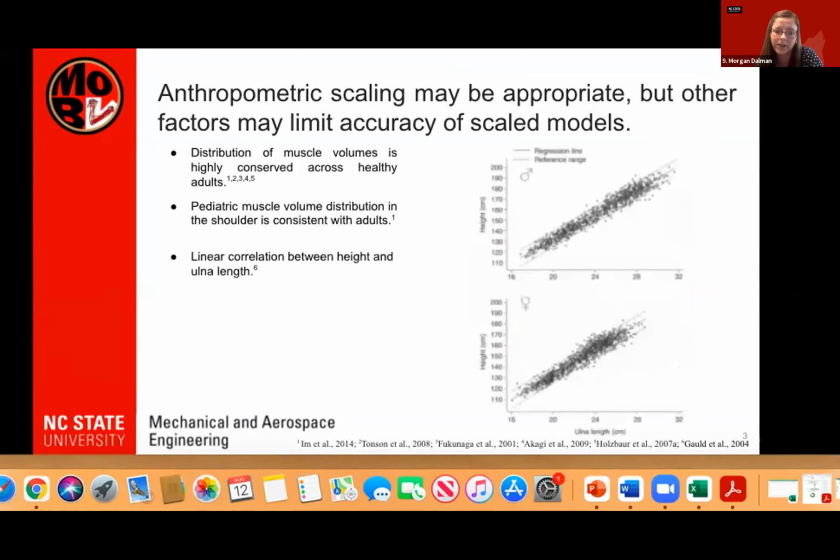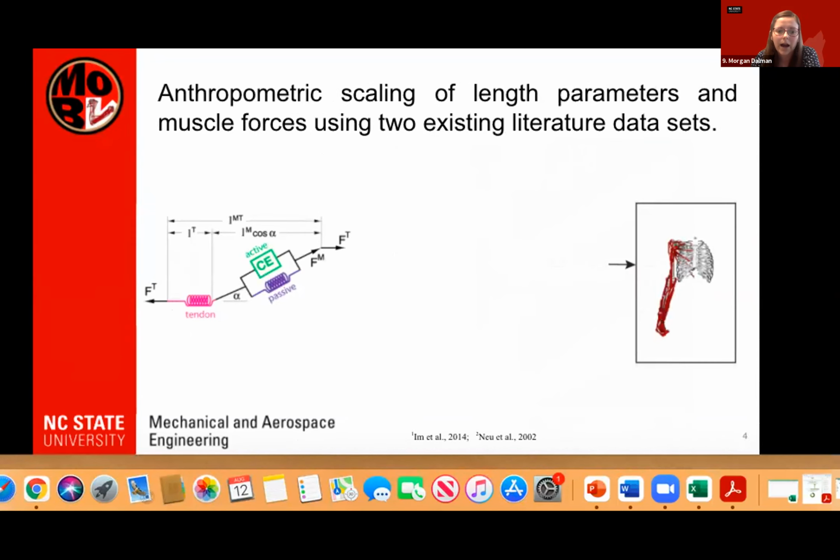Additionally, although there are changes in the upper limb length and height during growth, a significant linear correlation between height and forearm length was shown in previous research. However, limited information, like I said before, is available on the pediatric population, and other factors such as muscle attachment location and coordination may affect the pediatric strength profile. So in order to assess the anthropometric scaling, we used length parameters and muscle force parameters.